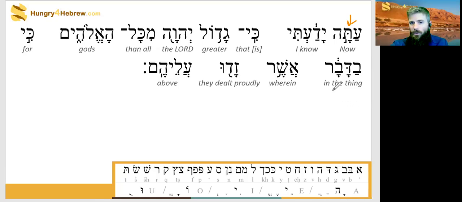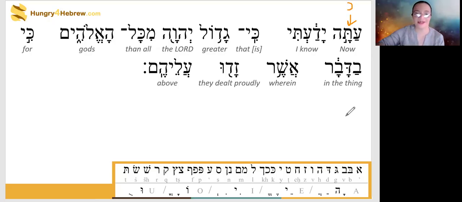Truth be told, nobody knows, but the winning theory is that it's a missing nun. I think it's a missing unit assimilated into it. Certainly looks like one.